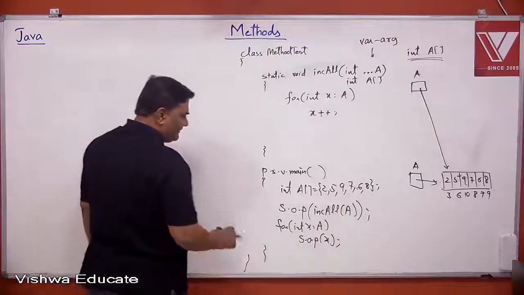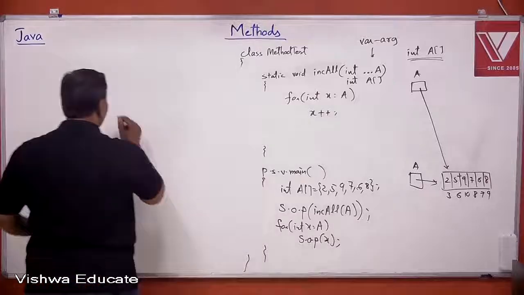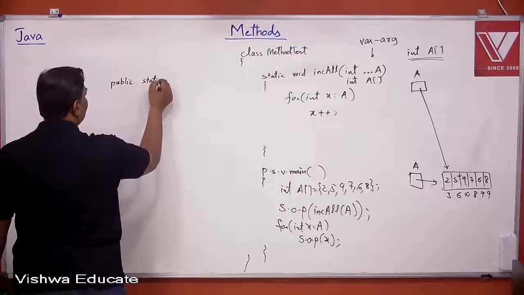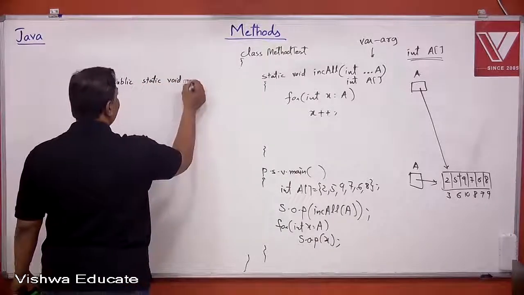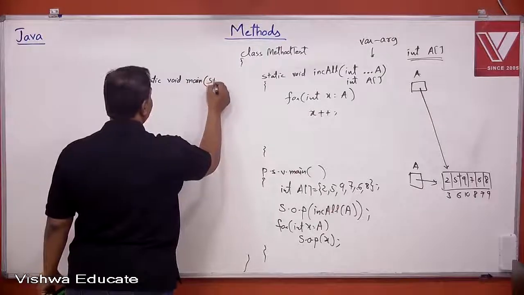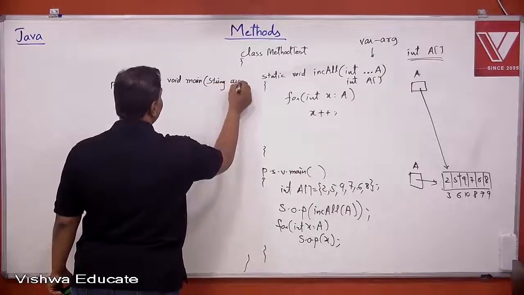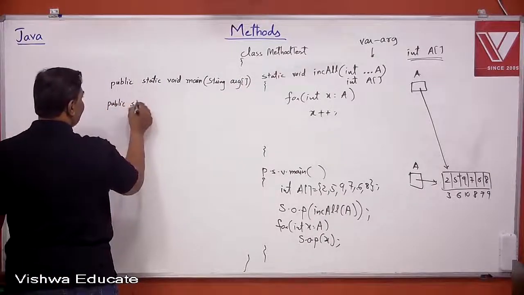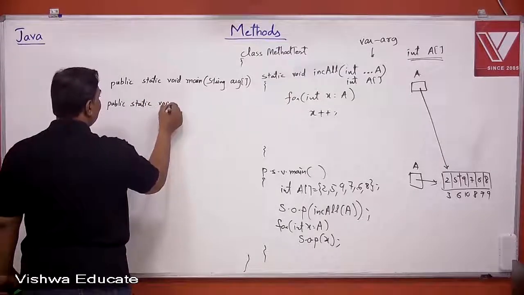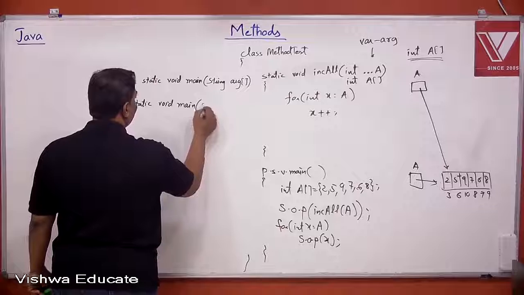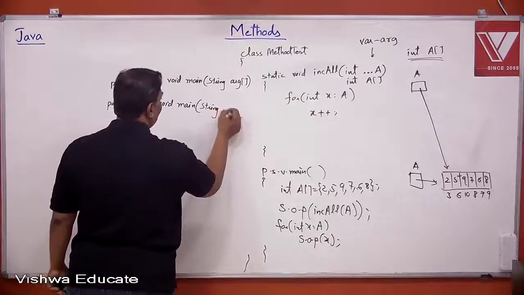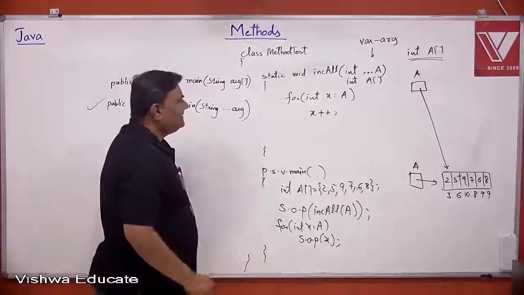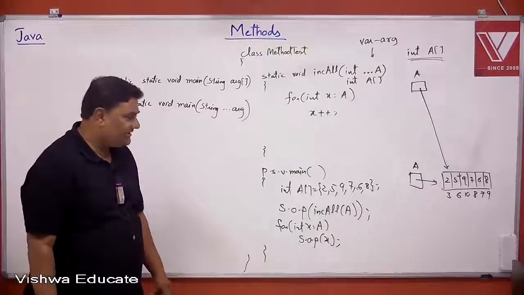See here. Now we were writing public static void main and string arg bracket. So can we write like this, public static void main string dot dot dot arg? Yes, we can write like this also. These are called variable arguments. Now the same thing works.